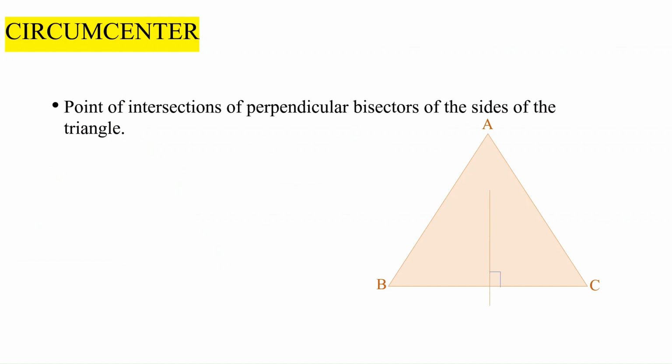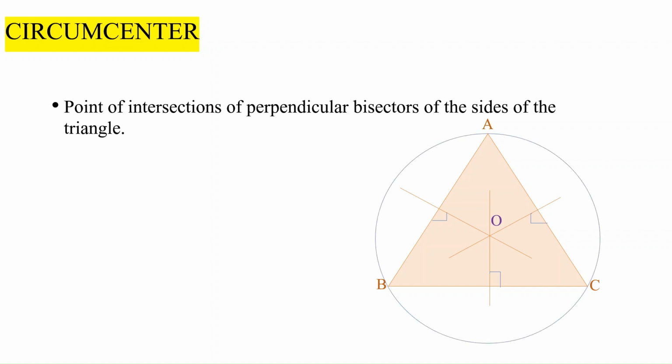Now it has to make 90 degrees. In a similar way, when we draw the perpendicular bisector, meaning passing through the midpoint and perpendicular to that particular line, these all three will meet at a point called the circumcenter, denoted by the letter O. This O is useful to draw a circle passing through the vertices of the triangle.